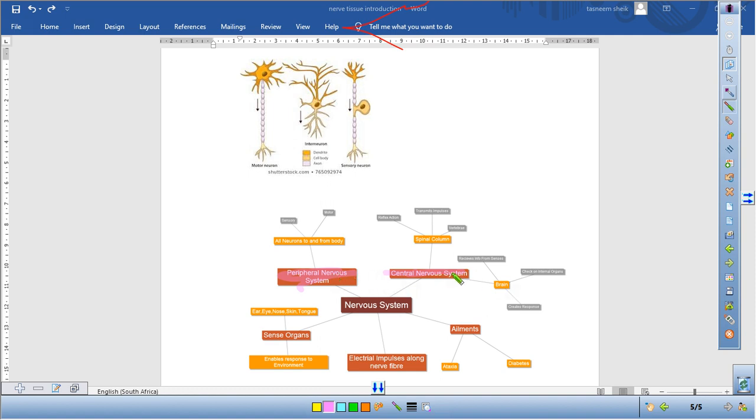Let's look at what the central nervous system is made of. Brain and spinal cord. And what's our PNS made up of? Our neurons. Then we're still going to do our sense organs. We're going to do ailments, different types of ailments. We may not do these ones, but we're going to discuss it. All right, so that's where we stop right now.